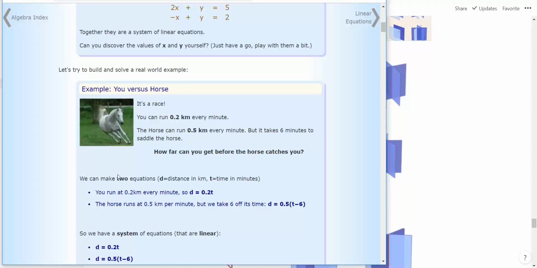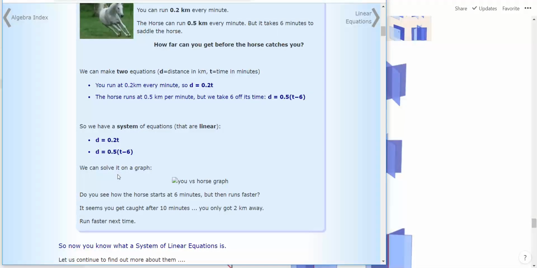And then we know the speed is the distance over the time. Since we need the distance, it's speed multiplied by the time. And then we have a solution we need to solve. Now, the horse starts at 6 minutes, but then runs faster. It seems you could get caught after 10 minutes. You only got 2 kilometers away. Run faster next time.